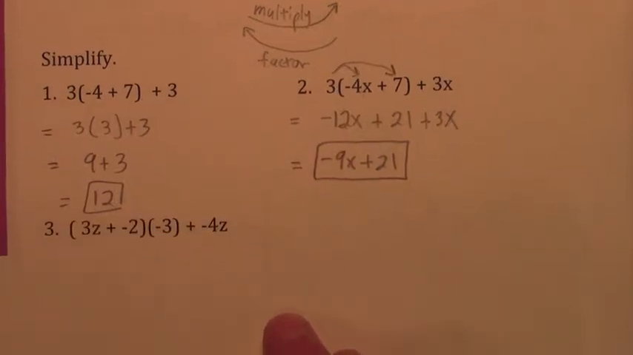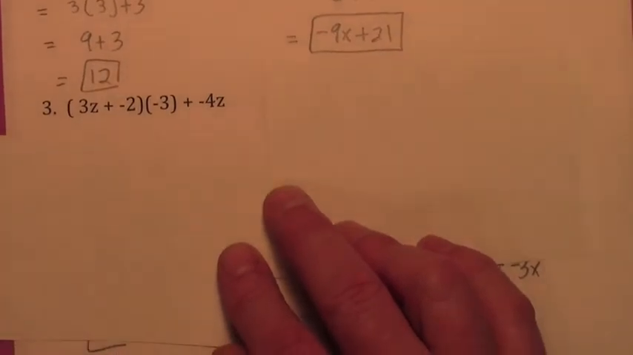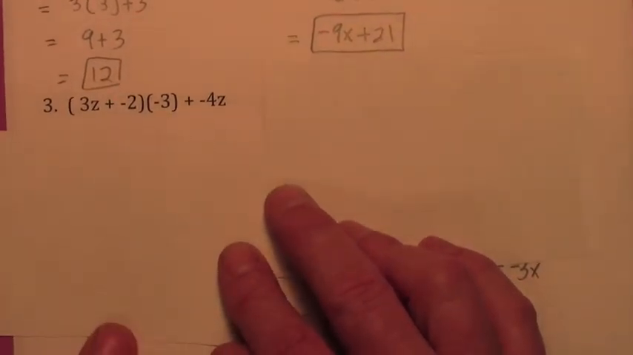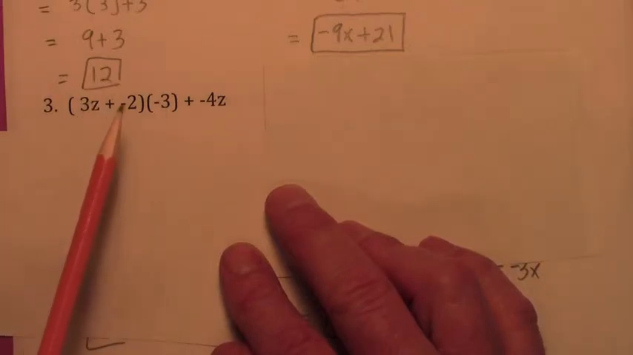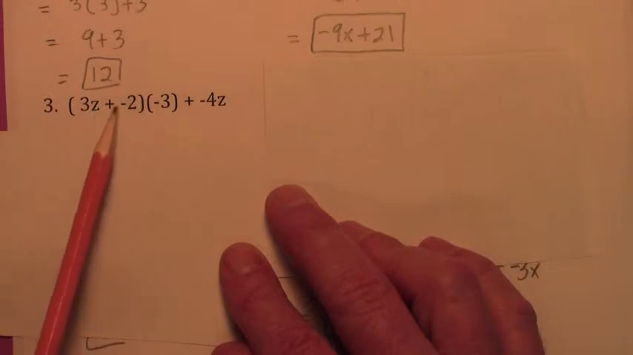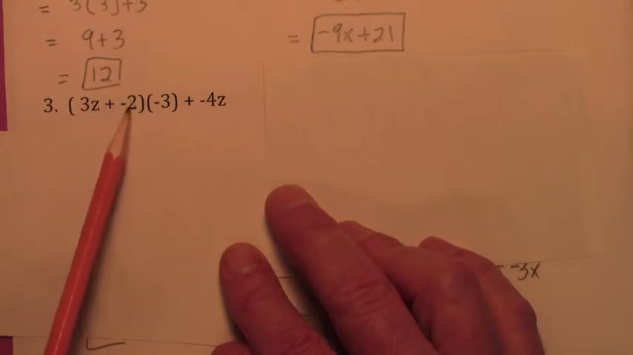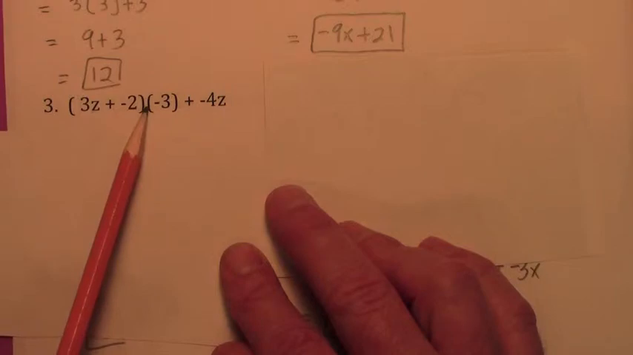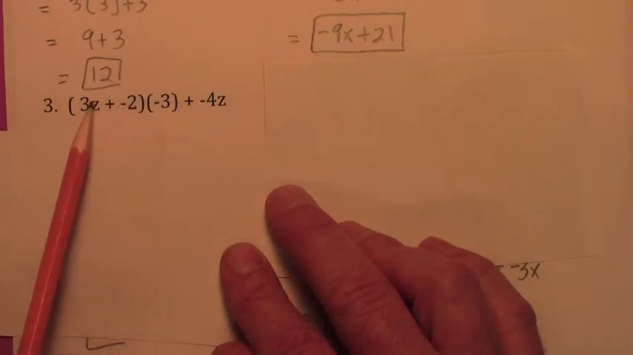Alright, let's do a bunch of these, and I'll give you some to practice. So sometimes it's helpful to read the problem back. The quantity 3z plus negative 2 times negative 3 plus negative 4z. If you were to simplify this, can I add these together? No, they're not like terms. So the next thing you would try to do would be to multiply, and this negative 3 is multiplying a sum.